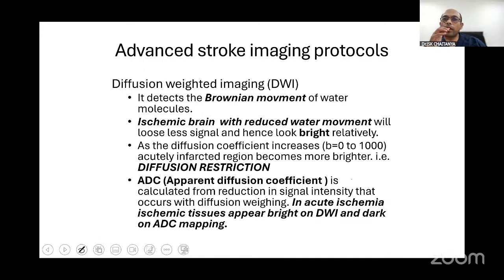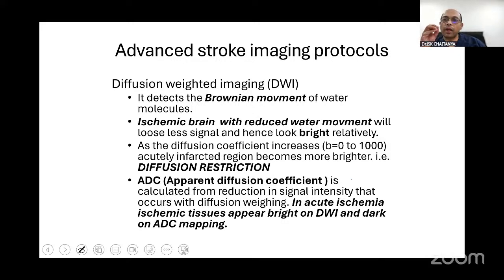So these, as I said, are the basic imaging models: T1, T2, and FLAIR. There are advanced modalities which have come up, which have helped in identifying the more physiological changes happening in the brain. They are diffusion weighted imaging. Diffusion weighted imaging detects Brownian movement of water. As you are all pharmacists, I suppose you easily understand what Brownian movement is. This is the random movement of particles, the water molecules, within the tissue.